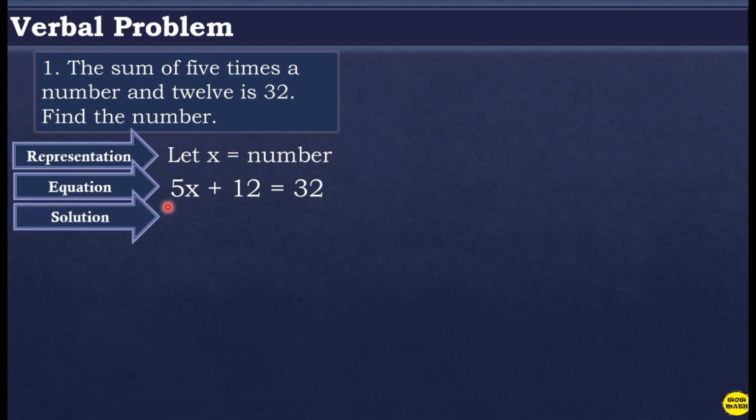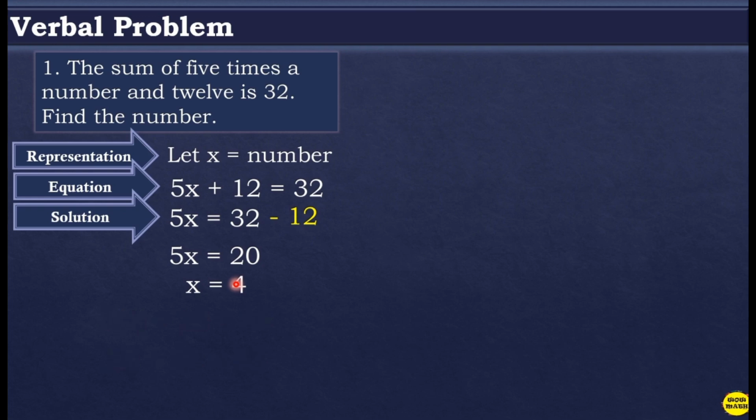Now let us proceed to the solution. In solving this one, what we're going to do is to transpose 12 on the other side. Since we're going to solve for the value of x, we're going to transpose 12 first on the other side. So this will become now 5x is equal to 32, transpose 12 on the other side of the equation. So from positive 12, that will become now minus 12. Next, 5x is equal to 32 minus 12, which is 20.